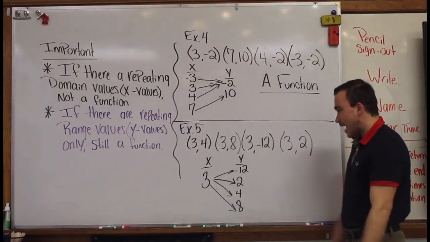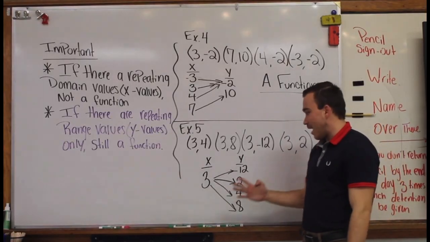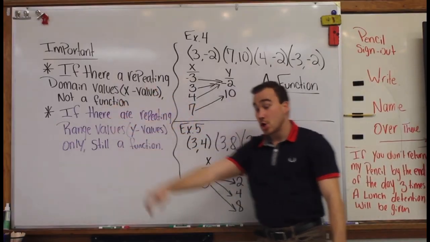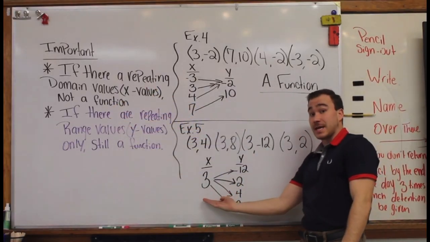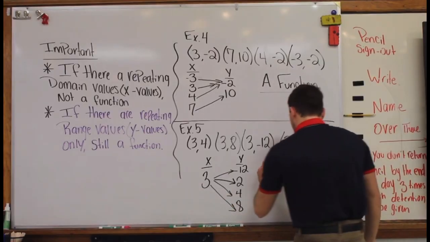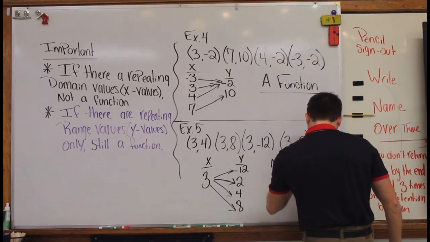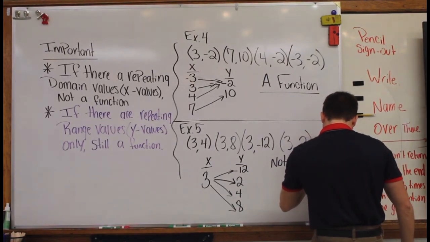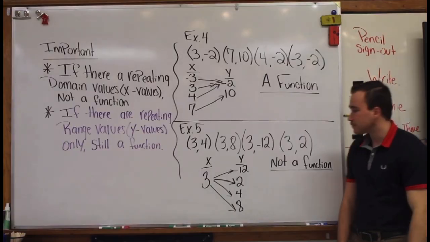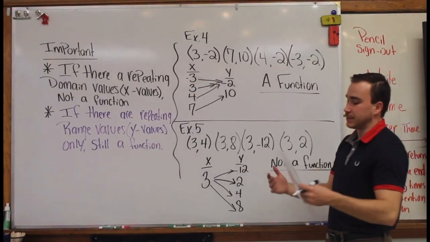As we can see, this input of 3 has 4 different outputs. And if we have repeating domains, or multiple arrows coming off the same input number, it is not a function. So that is not a function.